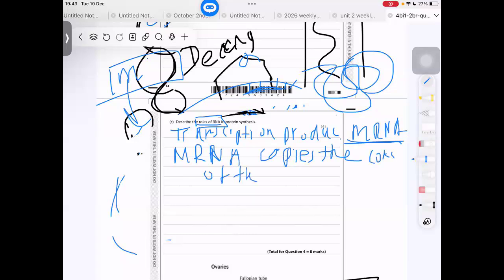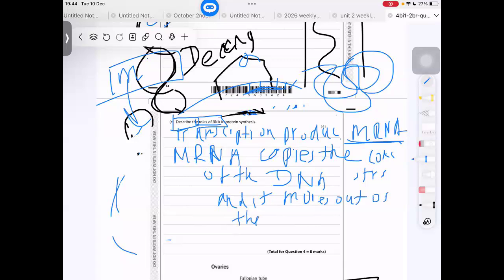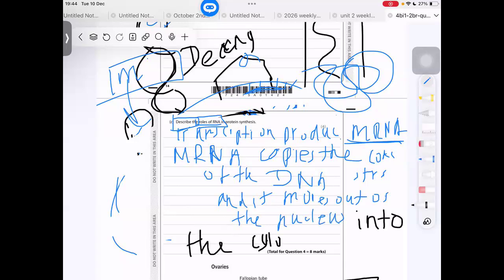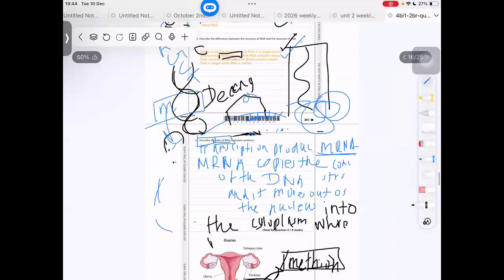And what does it do? It moves out of the nucleus. You have to describe. When you describe something, you say the whole process, right? So when you say that mRNA copies the code of the DNA strand and it moves out of the nucleus, you need to mention that. Moves out of the nucleus into where? Into the cytoplasm, where it binds with the ribosome.